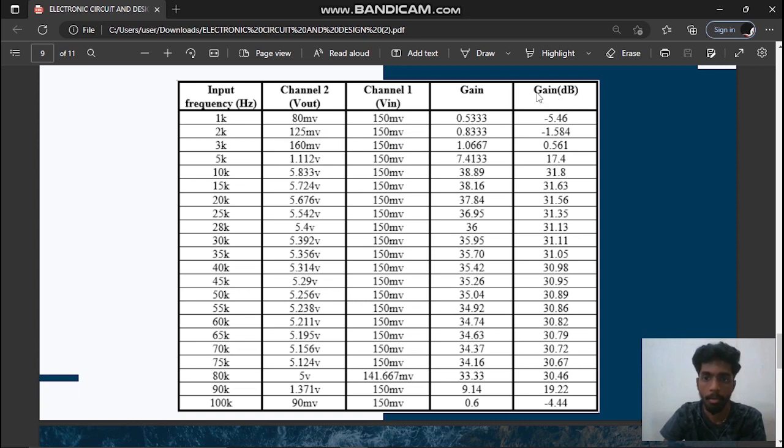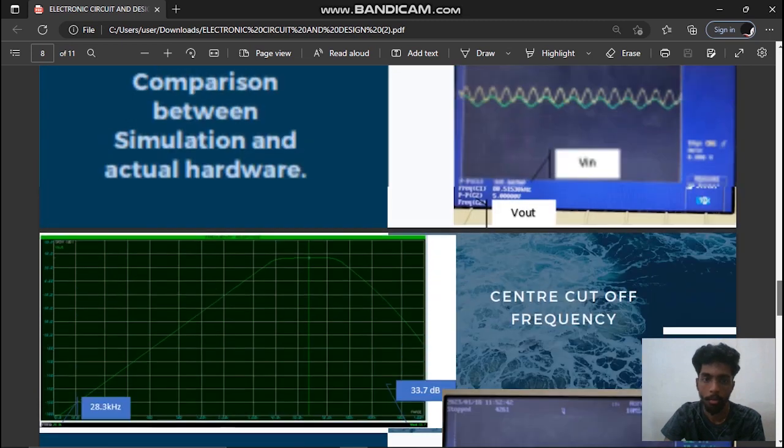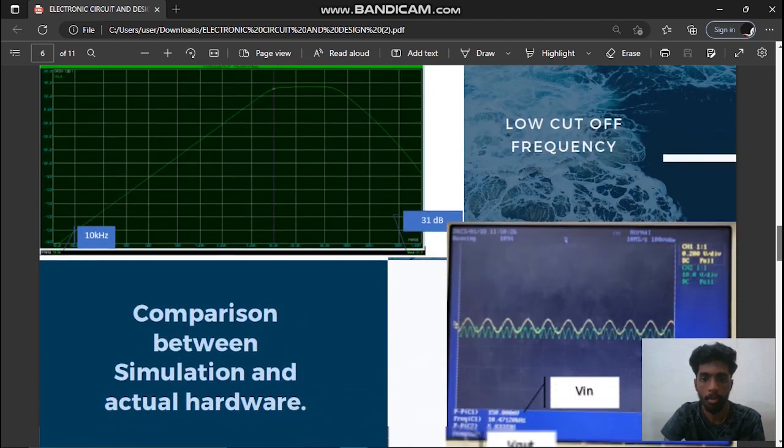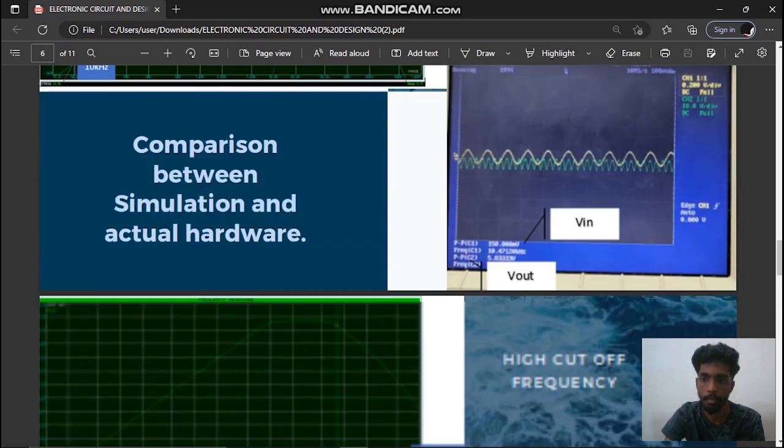Our gain in dB was calculated using Vout over Vin. First we divide Vout by Vin to get the gain, and then we take 20 log of this value to get the gain in dB. For 10 kilohertz, our gain is 31.8 dB, where the low cutoff frequency result for Proteus software was 31 dB.